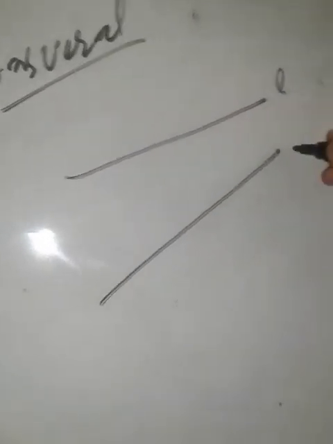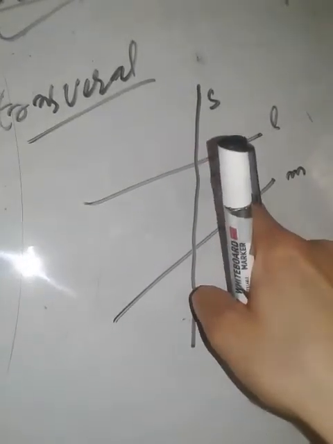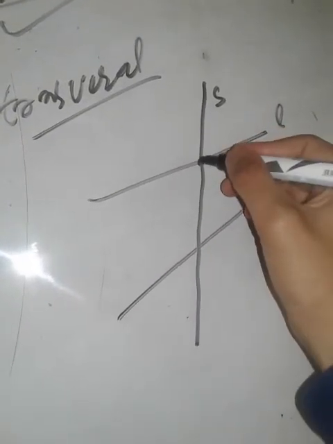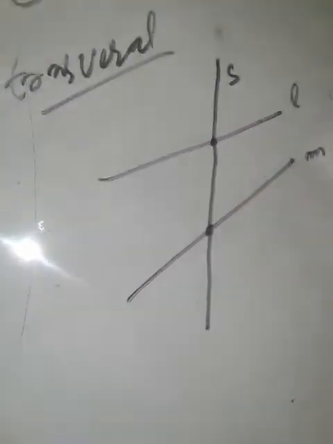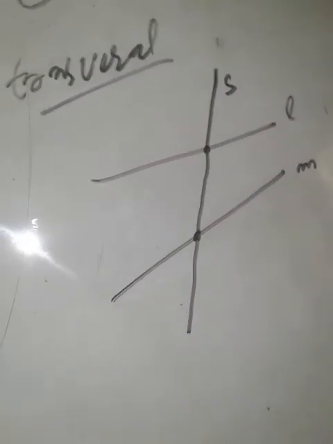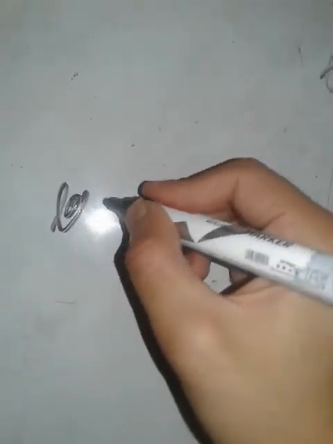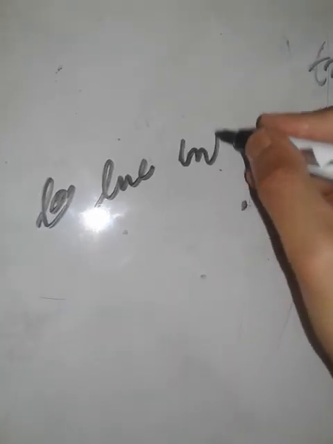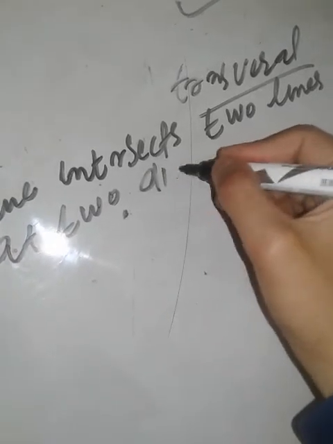This is line L, suppose this is line M. Here is another line, say line S. It intersects the two lines at two distinct points, here and here. So we say that S is the transversal on these two lines. So what is the definition of a transversal? A transversal is a line that intersects two lines at two distinct points.